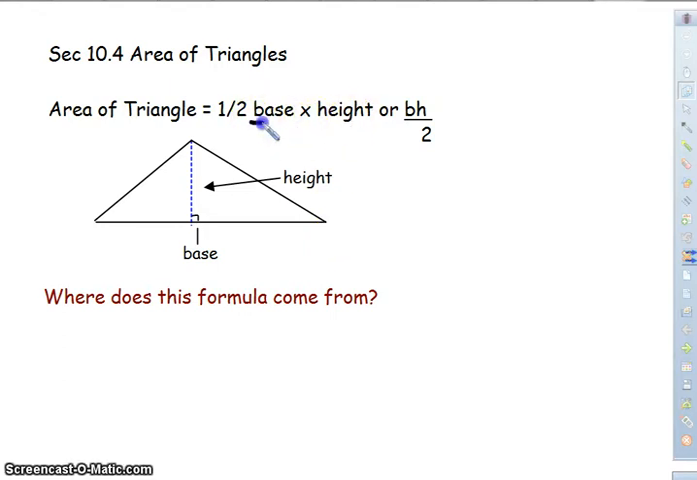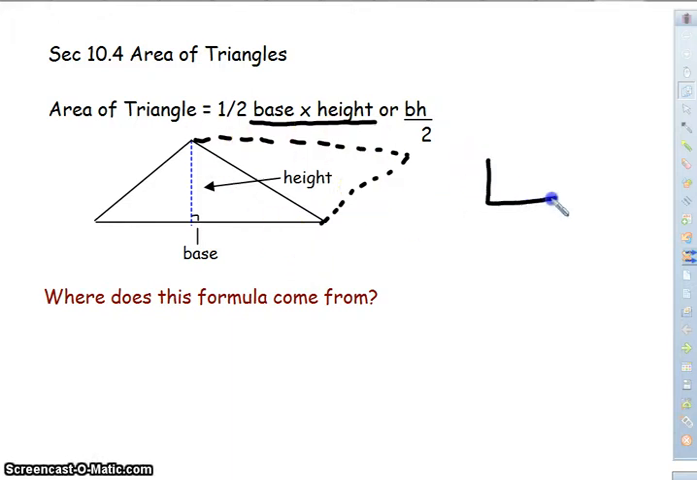Well, what we learned yesterday is that the base times the height is the formula for a parallelogram. So the question is, where does this formula come from? Well, here's the similarity between the base times the height from the parallelogram. You're taking half of it. So if you're taking half of the formula of a parallelogram, then obviously we are looking at a parallelogram which looks like this. That was the same thing basically for that parallelogram.